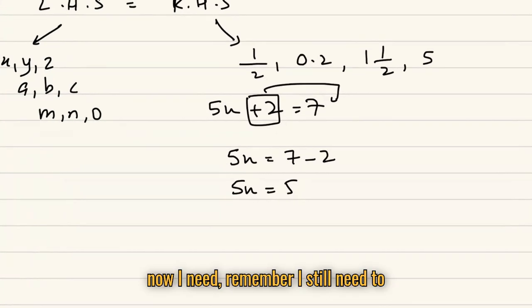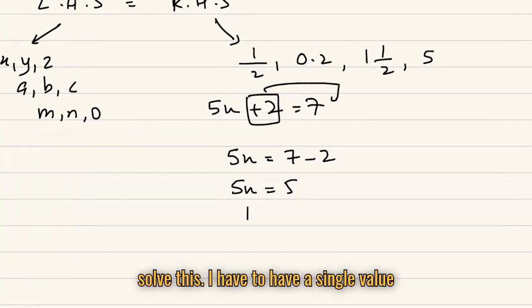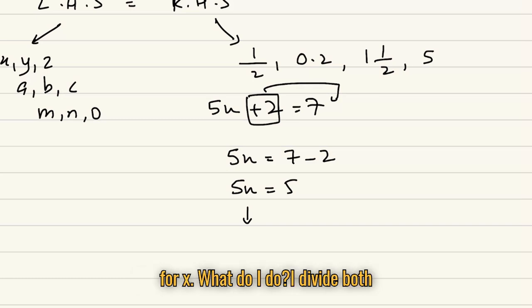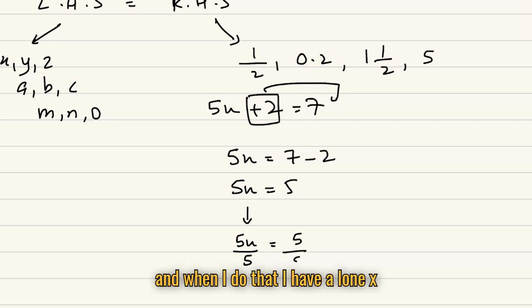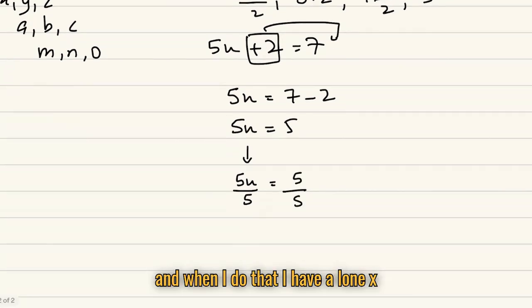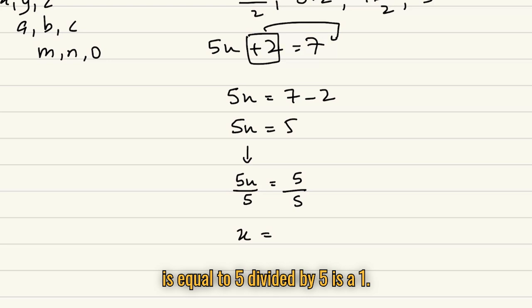Alright, now I still need to solve this. I have to have a single value for x. What do I do? I divide both sides by 5, and when I do that, I have a lone x = 5 divided by 5, which is 1.